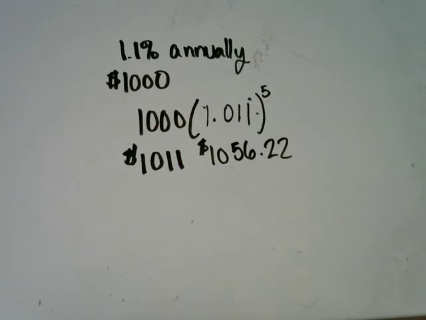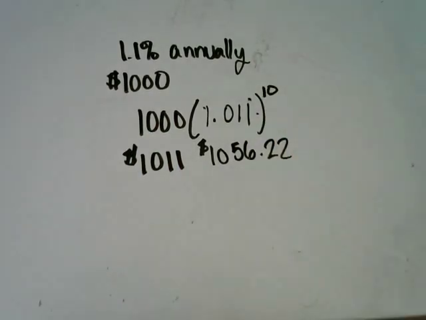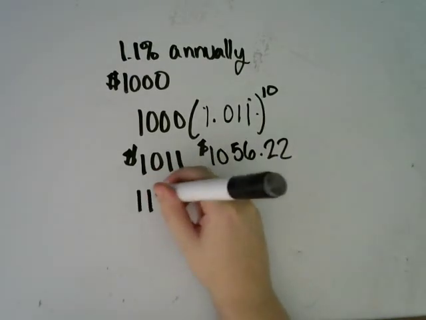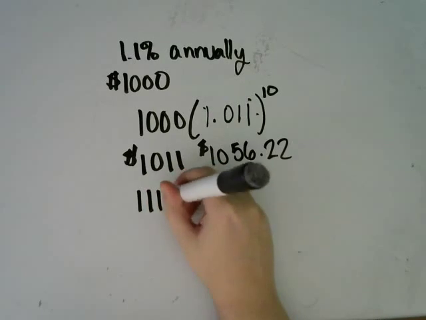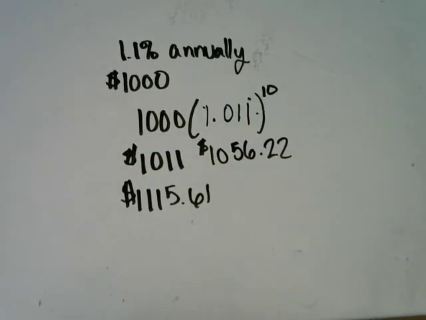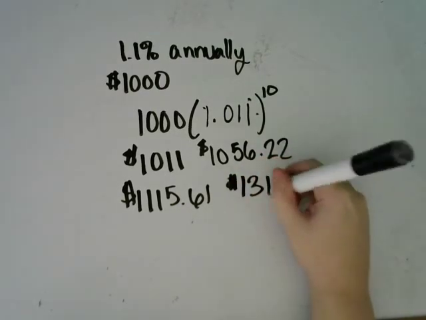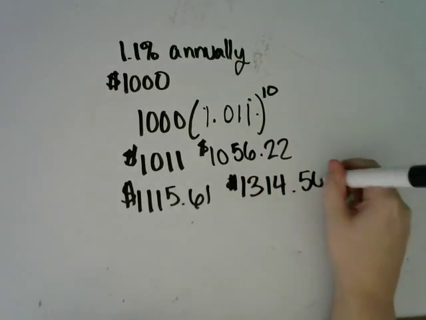If I raise it to the 10th power, I get $1,115.61. And then the last question says for 25 years, and so if I do to the 25th power, I get $1,314.56.